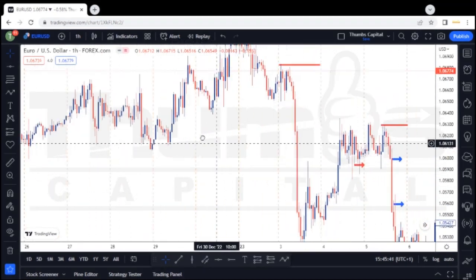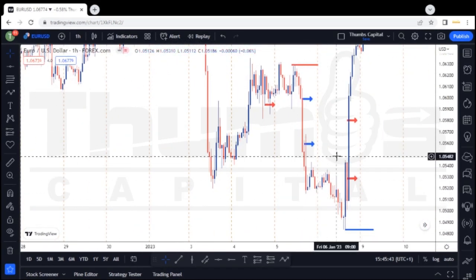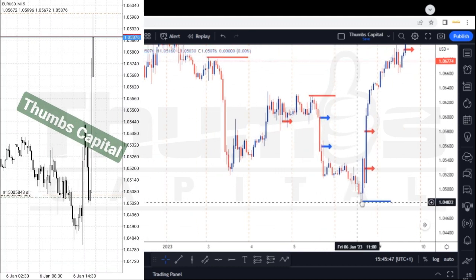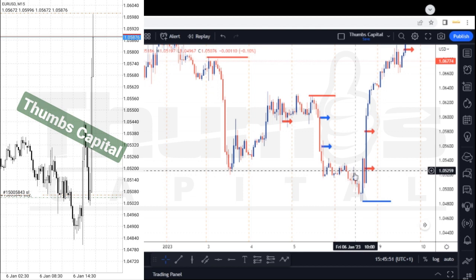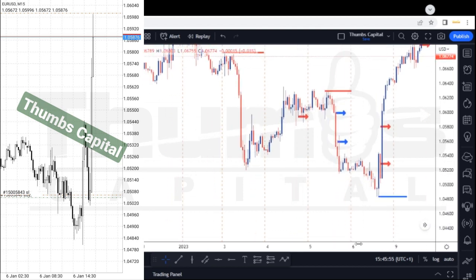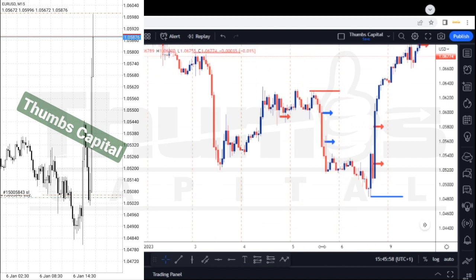The trade I'm about to break down was taken on Friday the 6th of January 2023. It was a buy trade, and here is a screenshot of the running trade which I shared on the community tab when I was about to hit my first take profit at about 100 pips. So how was I able to spot and take this trade?